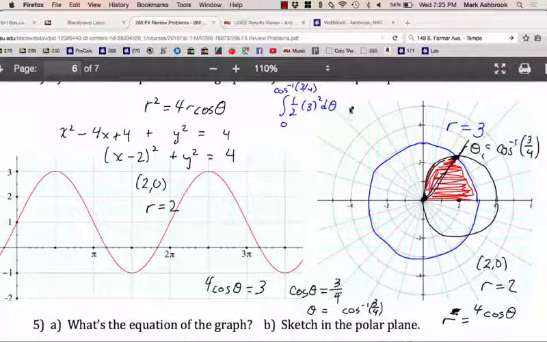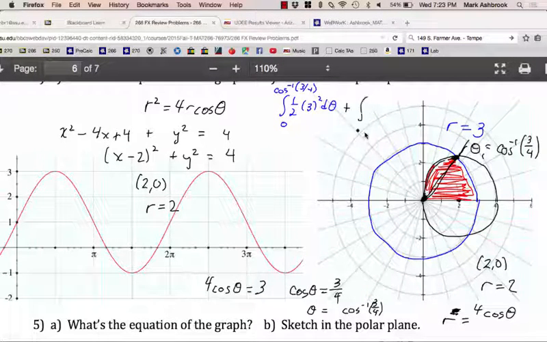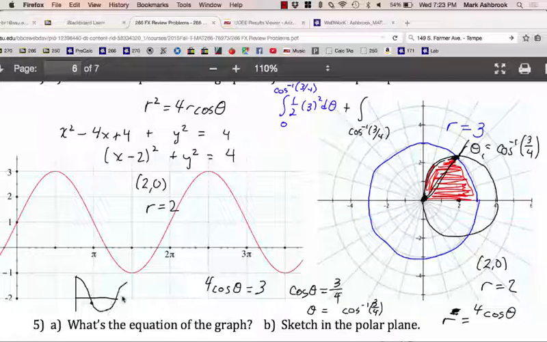Okay? Then plus the black one. Integral from cosine inverse of 3/4, and now you're asking till where, right? So where does this thing get to 0? So I'm thinking about 4 cosine theta, pi over 2, right? At pi over 2, it returns to 0. It goes from 4 to 0 at pi over 2. So it's going to be from cosine inverse 3/4 to pi over 2 of, what, 1/2 (4 cosine theta) squared d theta. And you're going to add those two together, and that'll give you the red area.